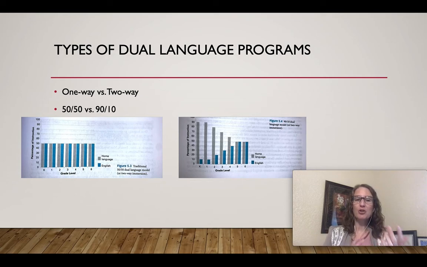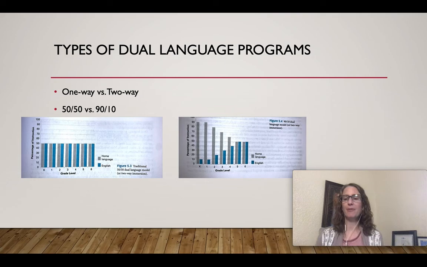We also have a two-way dual language model in which about half of the students are from one home language group and about half are from the other. So in our case, here in El Paso, half of the students would be Spanish speaking at home and half of the students would be English speaking at home. It doesn't always happen that way. Sometimes you get a 60-40 mix or a 70-30 mix, but it's a mix.